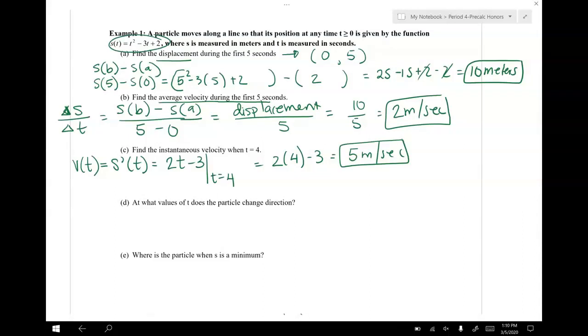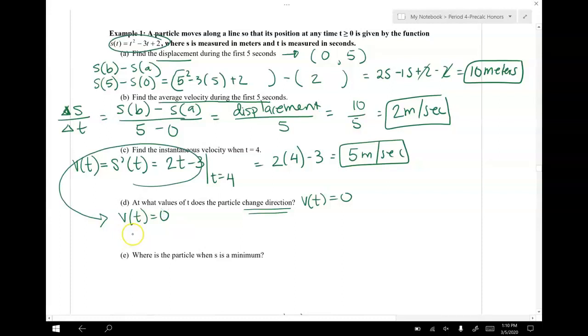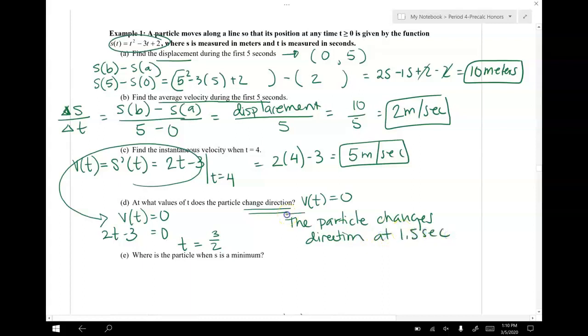D, at what values of t does the particle change direction? Based on your notes from before, it changes direction when the velocity equals 0. So 0 equals 2t minus 3. Solve for t. t comes out to be a positive 3 over 2. So the particle changes direction at 1.5 seconds, or you can write 3 over 2 seconds. Either one's fine by me.